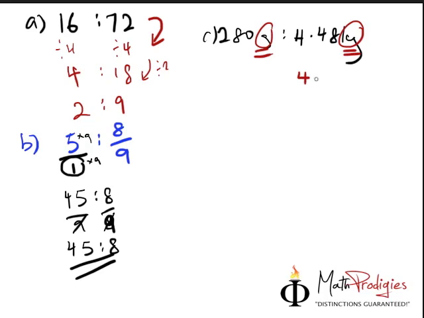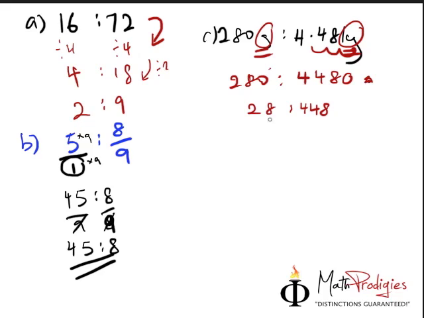4.48 kilograms in grams is times 1,000, 1, 2, 3 zeros. Therefore, you get 4480.0. So that's 4480 is to 280. So what do we reduce this to? Let's cancel the 0 first. So we have 28 is to 448. Both zeros are gone. In other words, we divide both sides by 10.